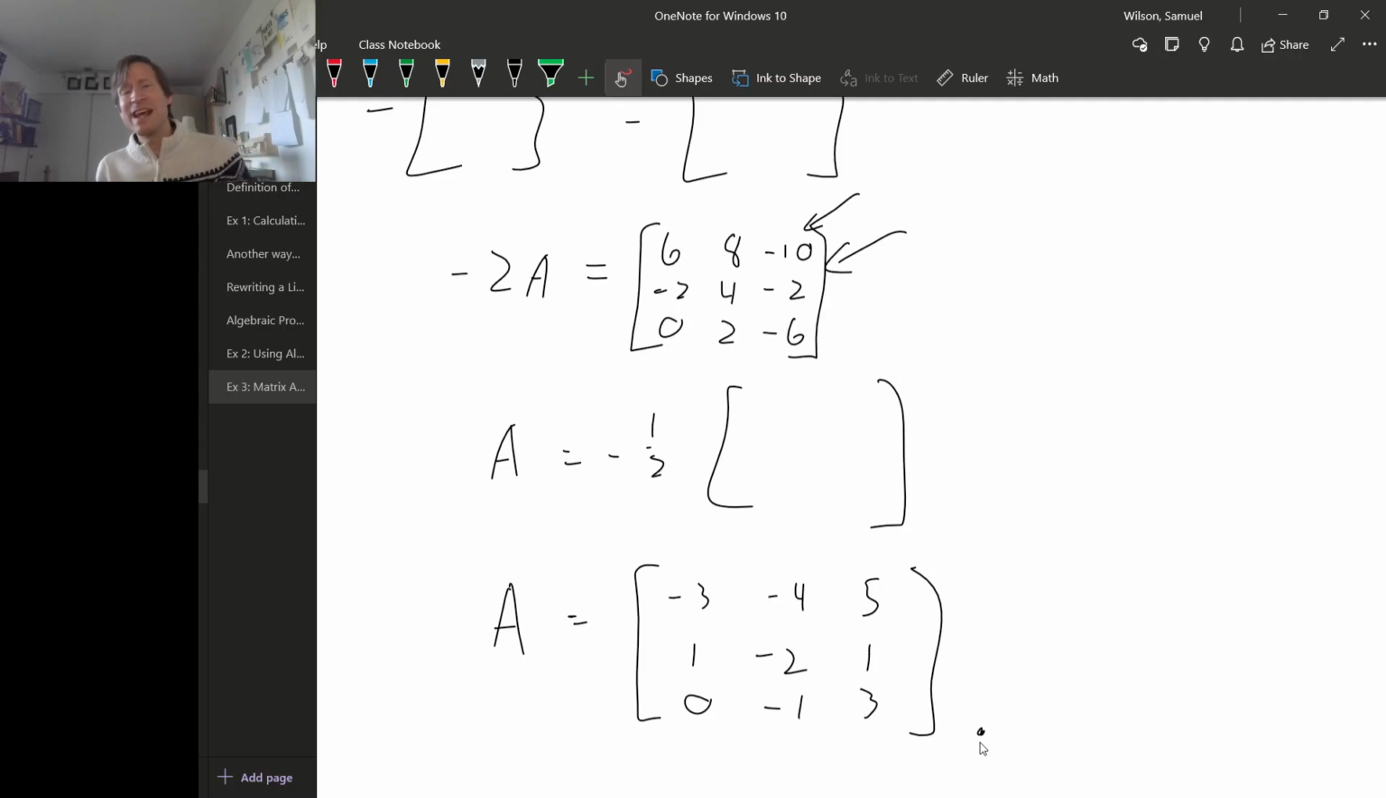So you can see now that we have these matrix operations, and we know all of the algebraic properties that they follow, we can actually do genuine algebra with matrices.